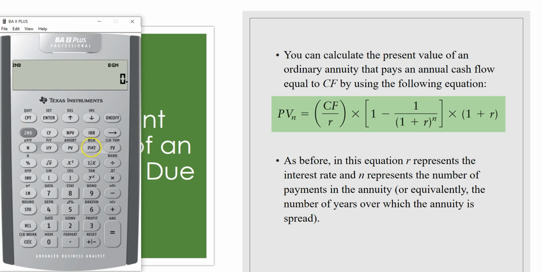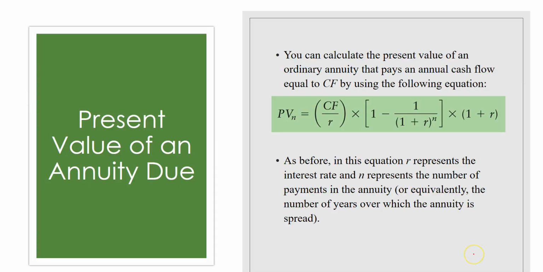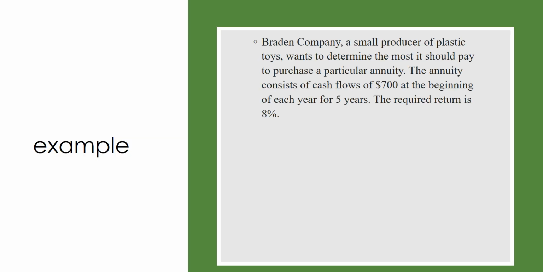So second, payment, second, set, then clear. So it's the exact same process backwards. We can also calculate the present value of an annuity due. Again, the equation gets increasingly complicated. But let's just jump into an example.